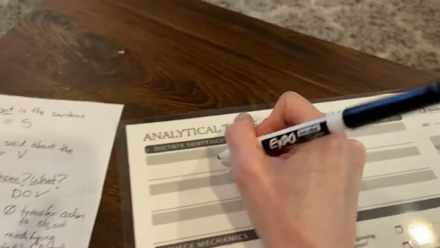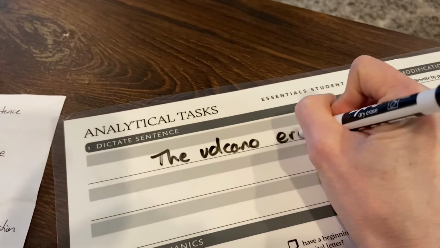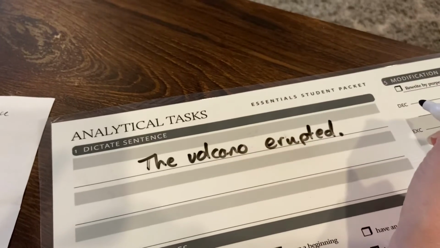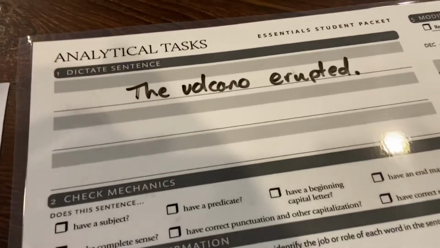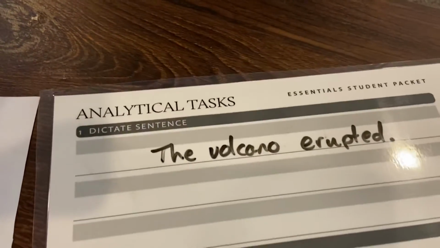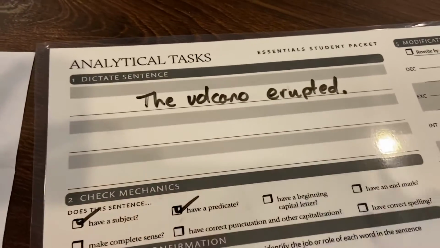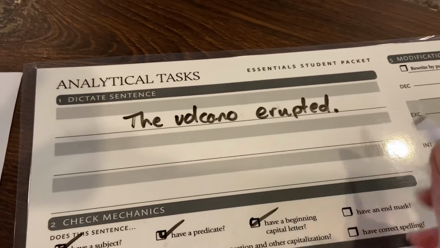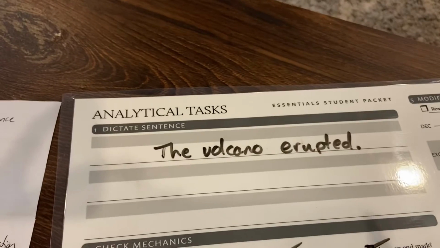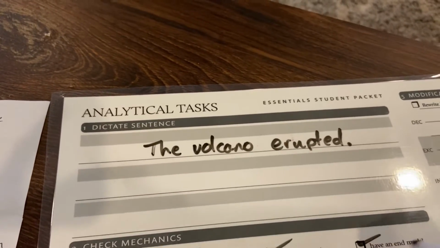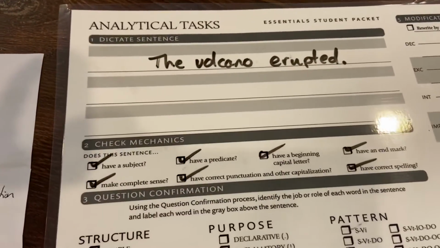Okay, so student is writing it down. The volcano erupted. The volcano erupted. Okay. What's the first step? Since we already wrote the sentence, now we check the mechanics. Does it have a subject? Yes. Does it have a predicate? Yes. Begin with a capital letter? Have an end mark? Make complete sense? The volcano erupted? Yes. Have punctuation and other capitalization? Yes. Have correct spelling? Yes. Okay, we have checked the mechanics of the sentence, and now we're ready for question confirmation.